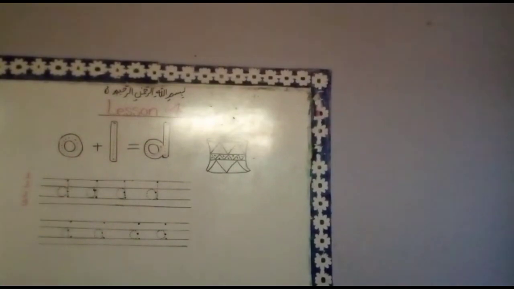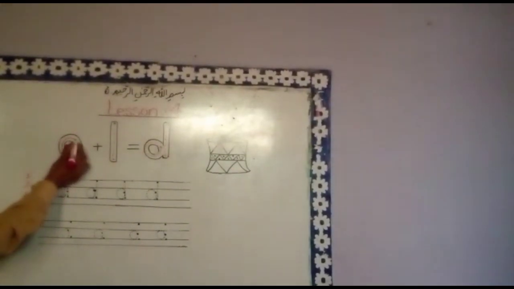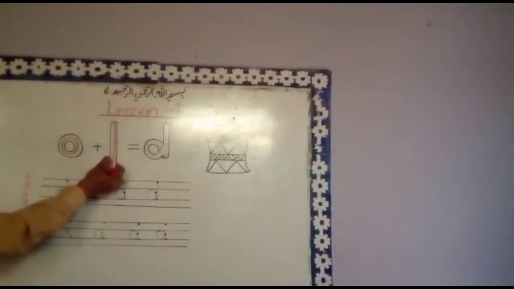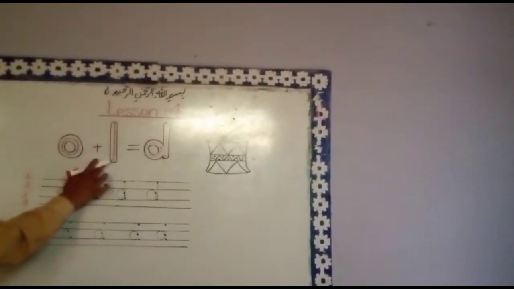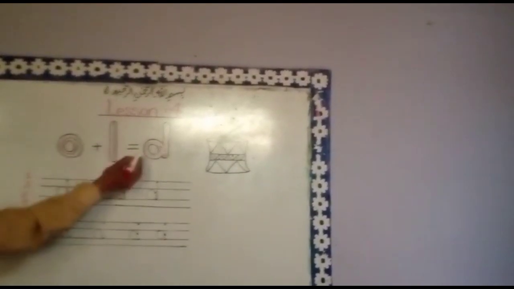To write D, we need 2 patterns, circle and standing line. First we draw anti-clockwise circle, start from the dot, go round and stop. Start from the dot, go down and stop. Circle and standing line. When these two patterns are joined, it will make D.